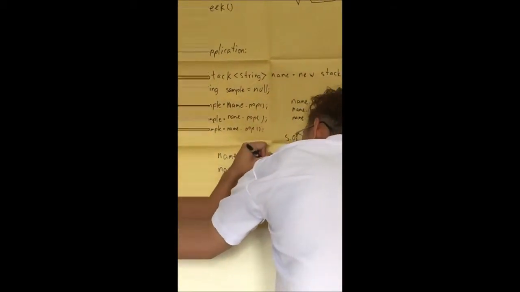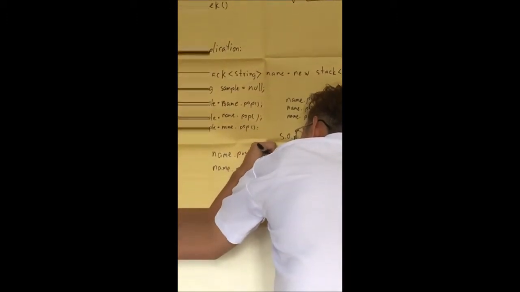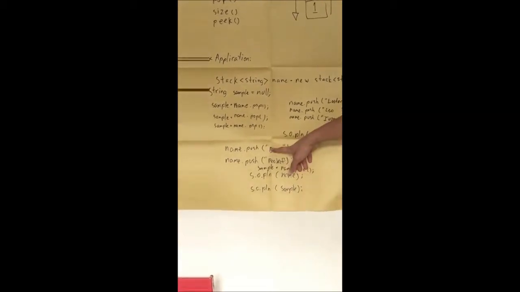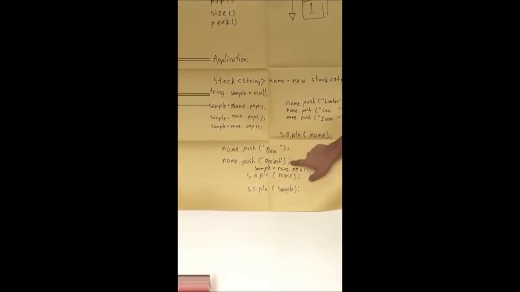And then name.push, let's add BSA and then project. So sample is equals to name.peek. So if we peek the current stack of BSA and project, the one that would appear would be project because it was the last entered. And then System.out.println(name) and then sample. If we display both of the stacks that were created, it would be Lester, Leo, Ivan, and then for the second stack it would be BSA, project.